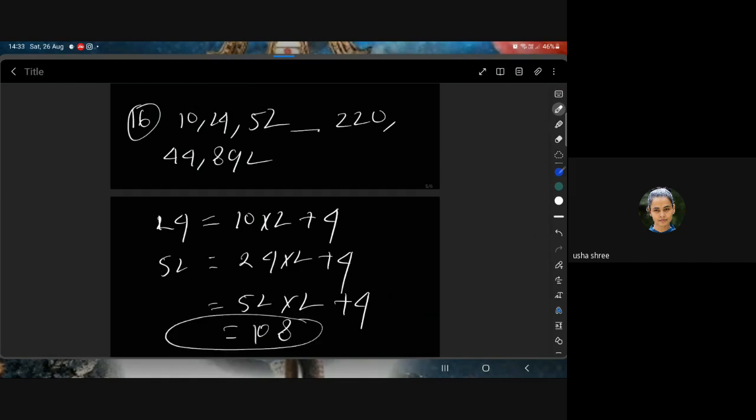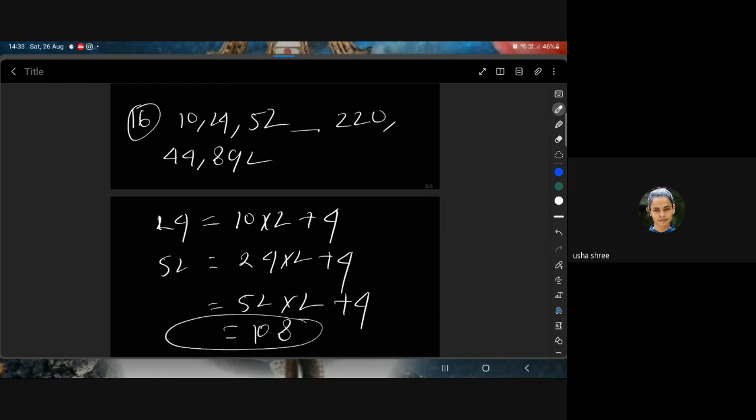Is everyone getting it? Yes, sir. Okay. The 17th one is quite simple. I think we solved this in the class. This is simple.